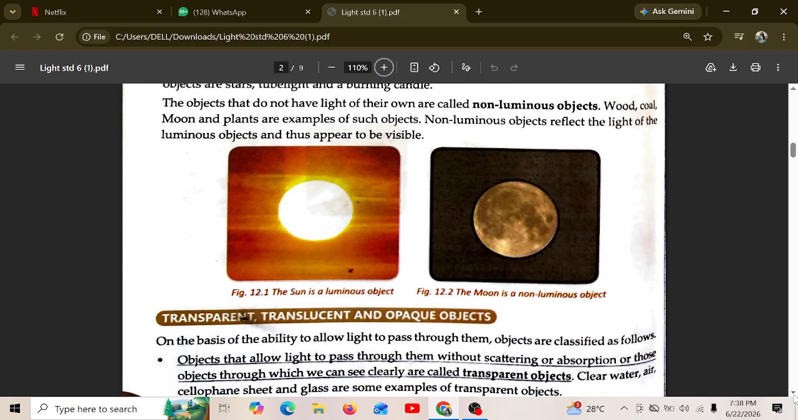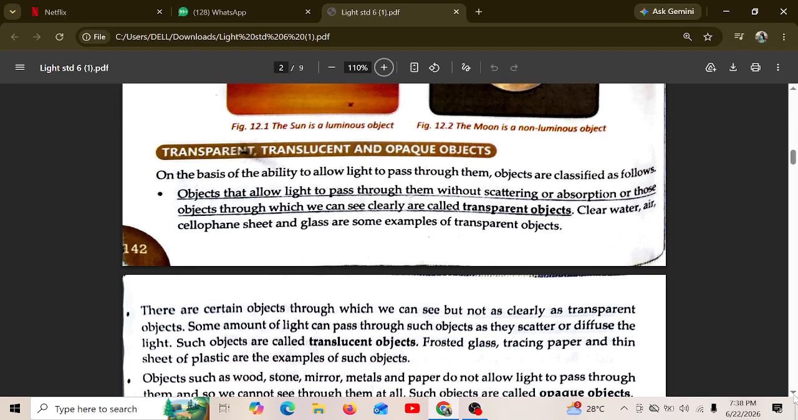Okay. So moving on to the next topic: transparent, translucent and opaque objects. What do we understand by these 3 words? Transparent, translucent and opaque objects. Now, the topic which we are going to read is the ability of an object to allow light to pass through it. Okay, the objects which are allowing light to pass through it completely, absolute transmission of light is happening through them, are considered to be transparent objects.